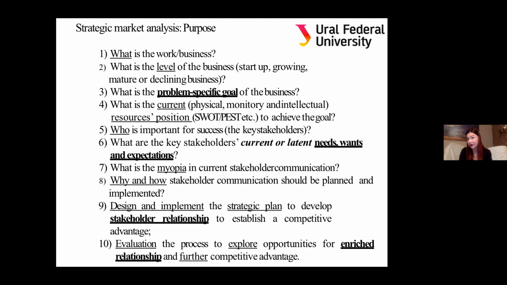As for today, we speak about university, about our birthday boy, I would say, birthday grandfather, speaking about 100 years. So what is the work business? For example, it's educational sphere, it's university. If we're talking about some fashion production, it's fashion. Then it's very important to understand what is the level of the business, just to understand the purpose of the strategic market analysis.